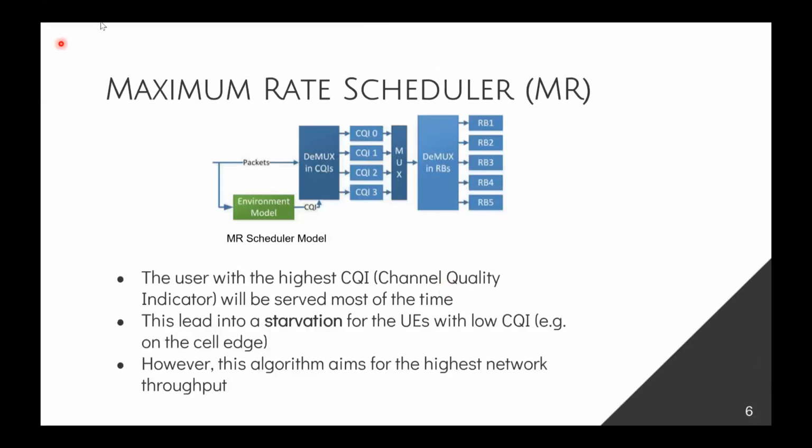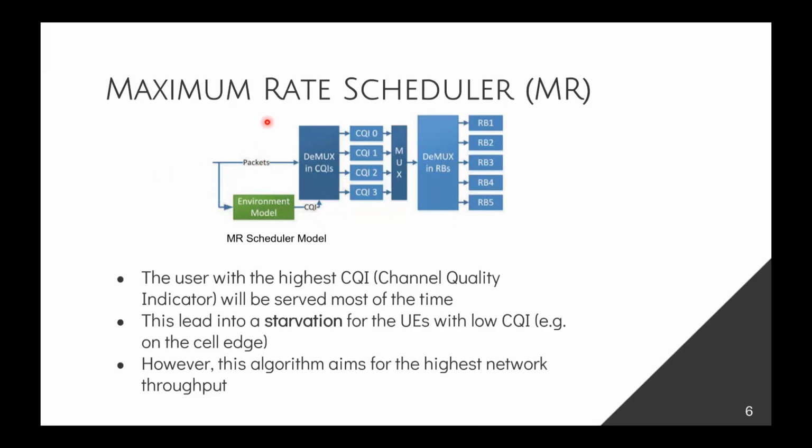So there are several algorithms that are discussed in this paper, and I will describe these schedulers. First one is the maximum rate scheduler. This model is a simulation model. There is an environment model that accepts packets and outputs the channel quality indicator. The channel quality indicators will be used by the scheduling models to decide which packet needs to be sent to the user.